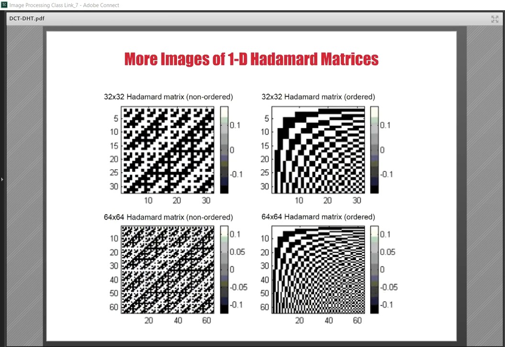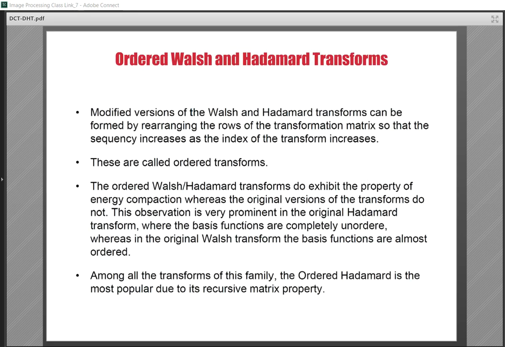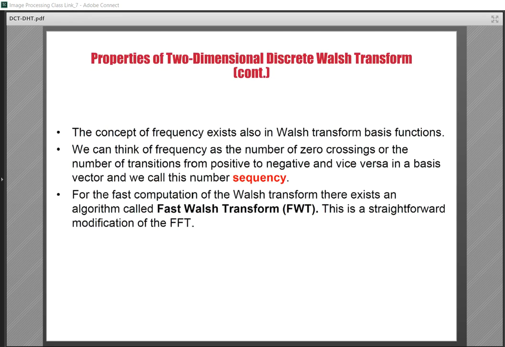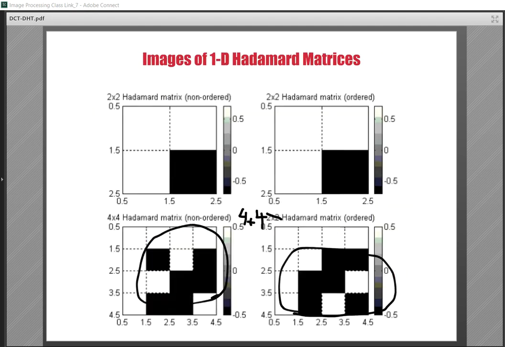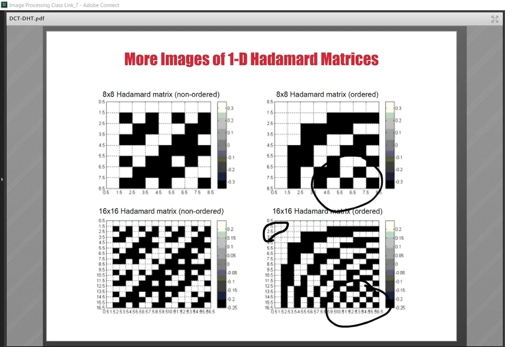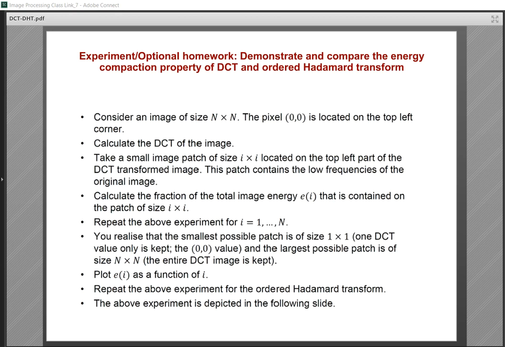We were discussing, for example, first the Walsh transform, and then the Hadamard transform, and the ordered Hadamard transform, and it was here for depicting some good features of the ordered Hadamard transform. That's right. In this slide, we demonstrate and compare the energy compaction property of DCT and ordered Hadamard transform. Review of the last session.